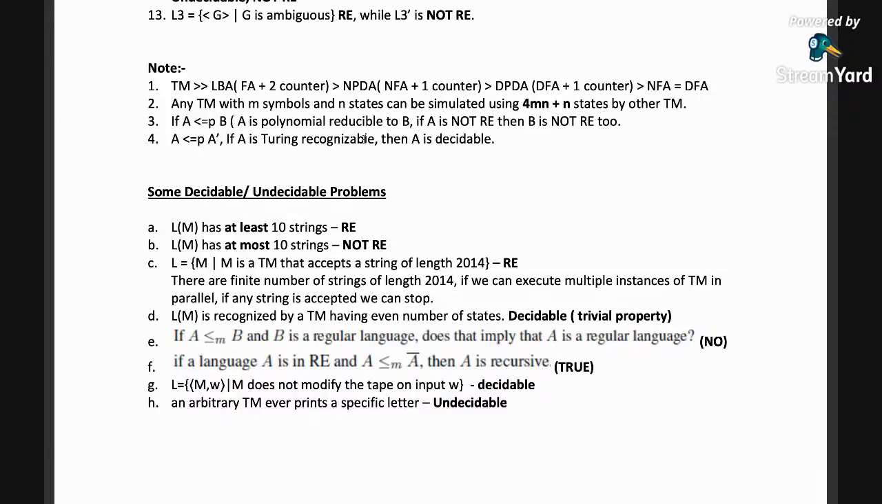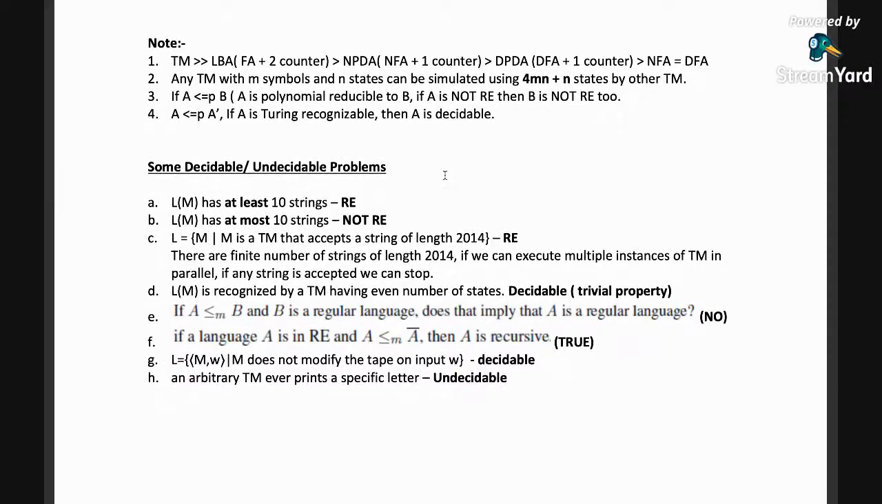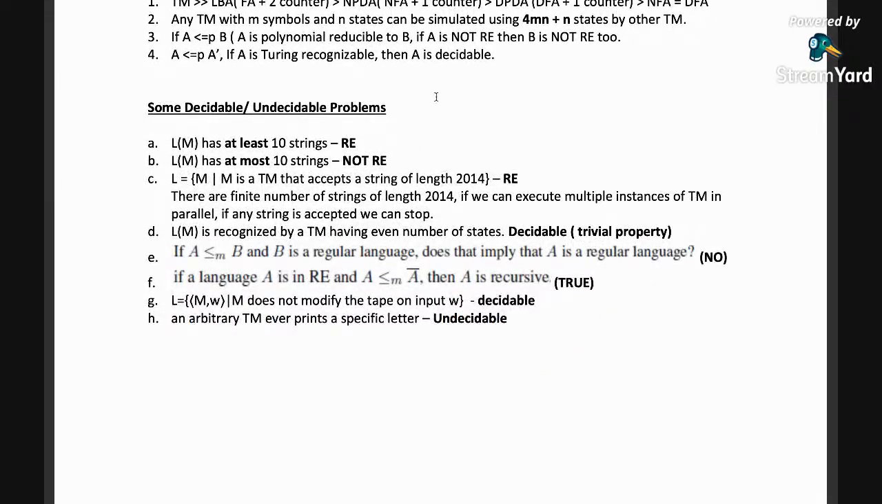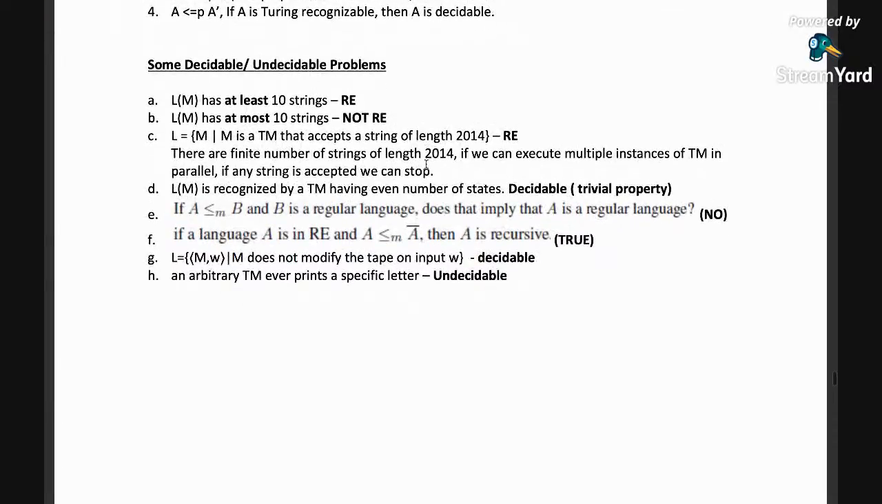If A is Turing recognizable, then A is decidable. Some decidable or undecidable problems: the language of M has at least 10 strings is recursively enumerable. The language of M has at most 10 strings is not recursively enumerable.